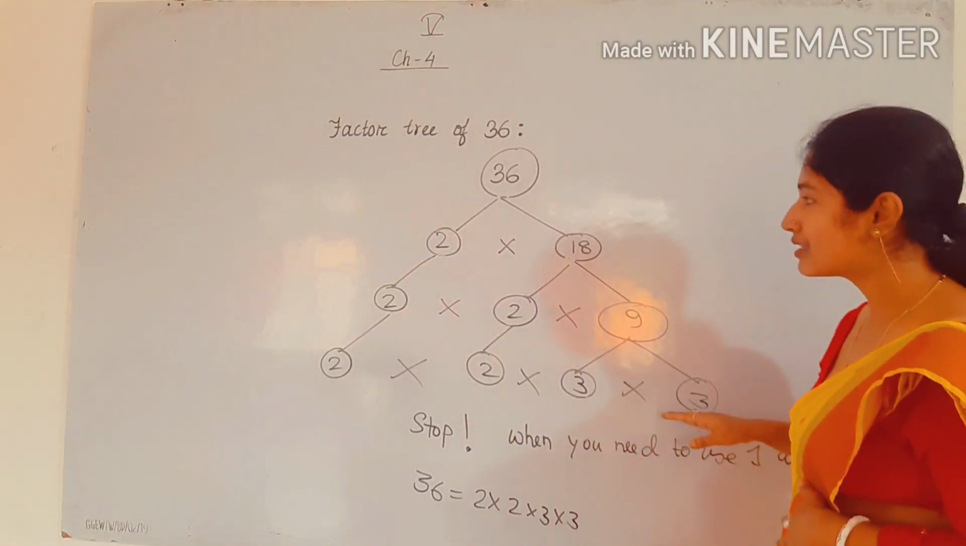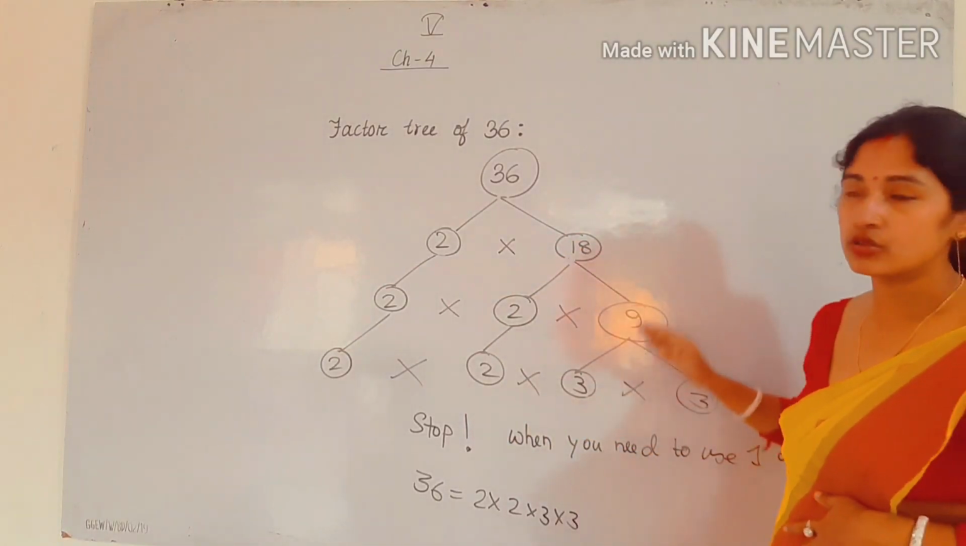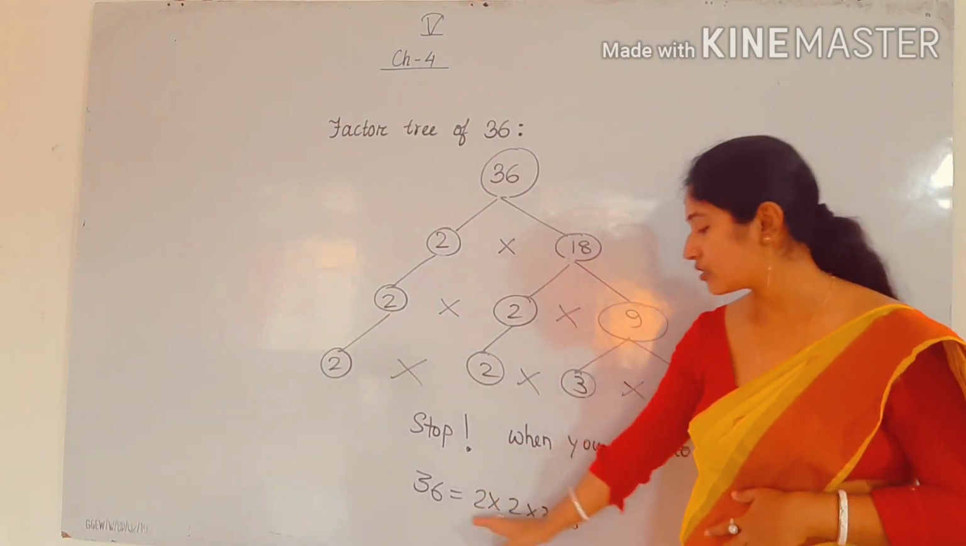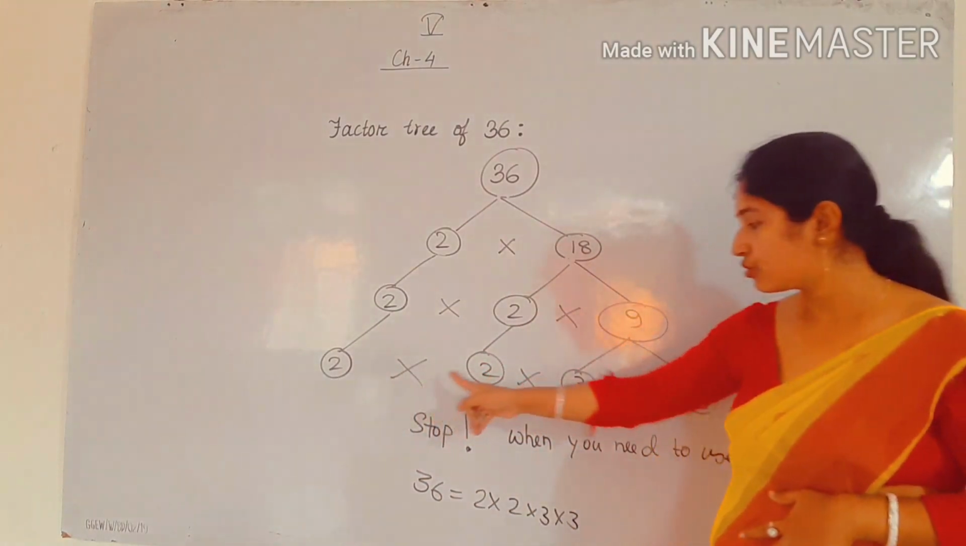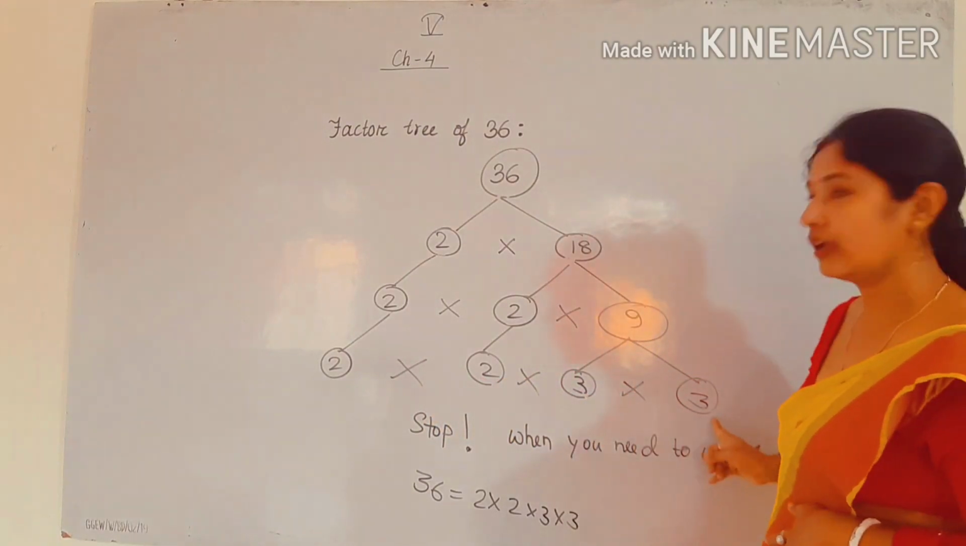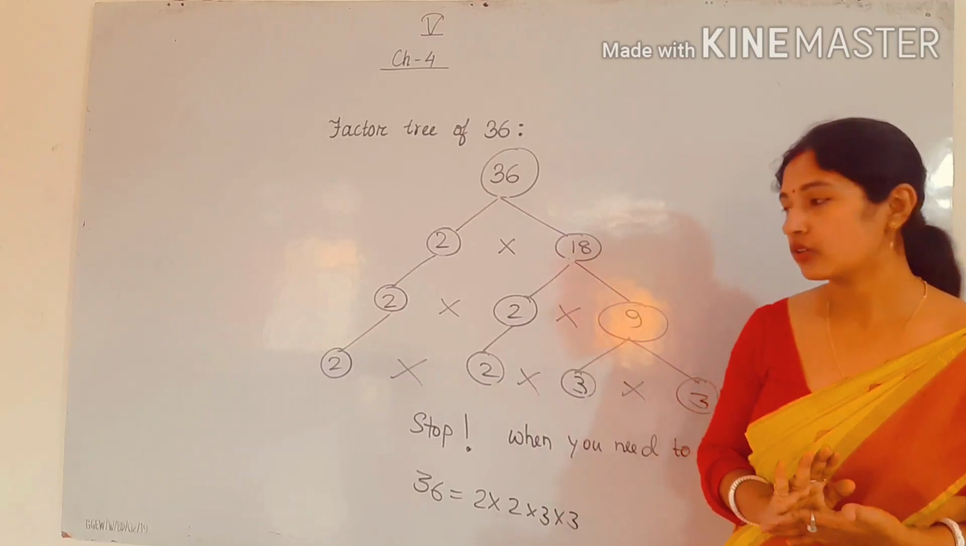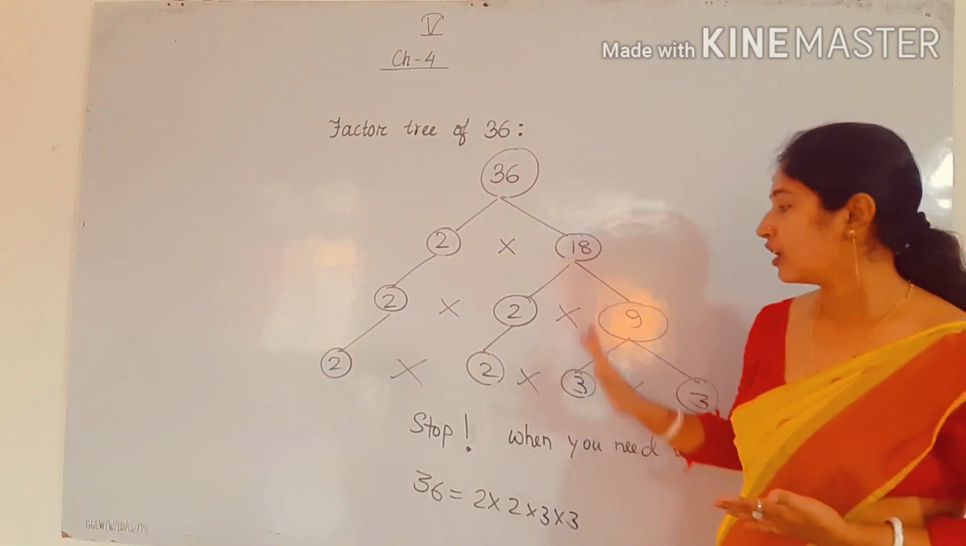Okay, so this is called the factor tree. So this is the factor tree of 36. Finally you have to write 36 is equal to what? 2 into 2 into 3 into 3. And also you can check whether your factor tree is correct or not.